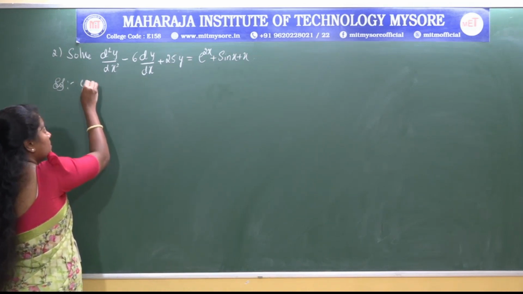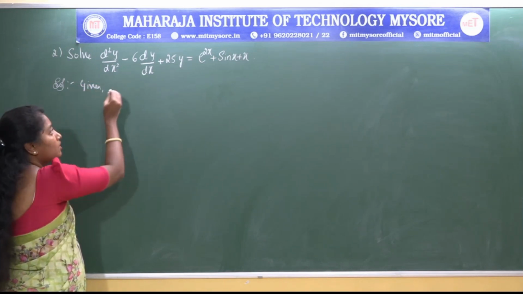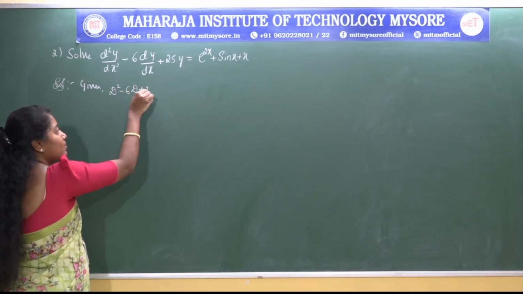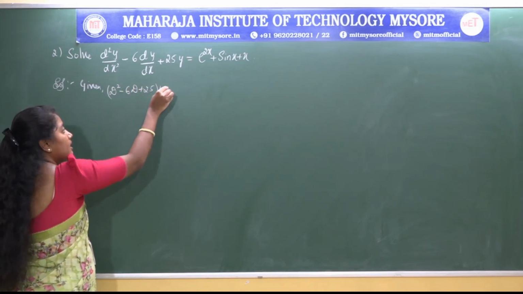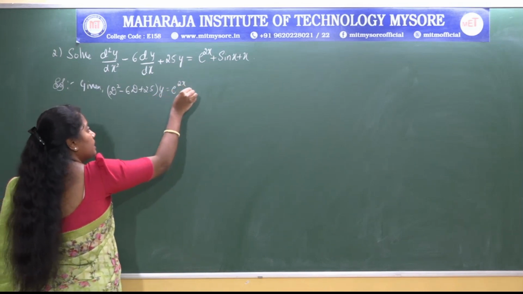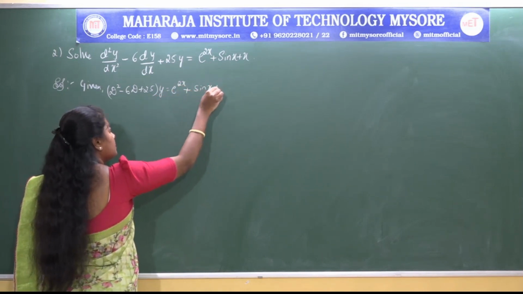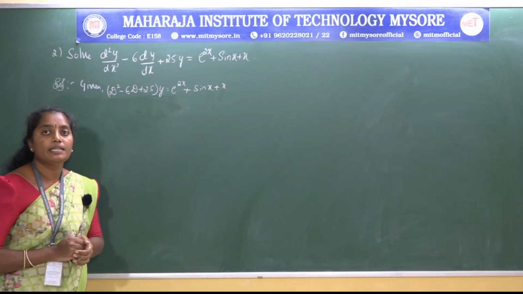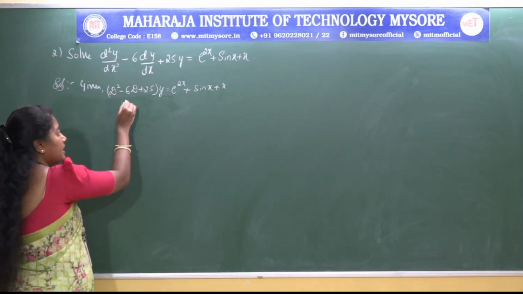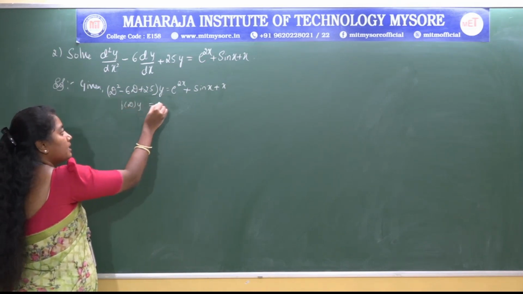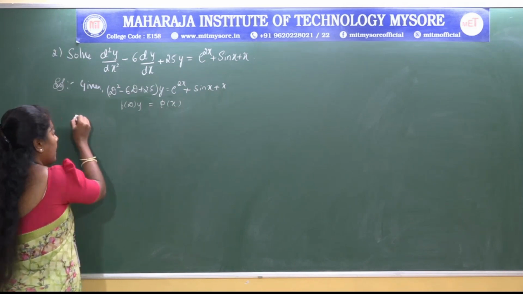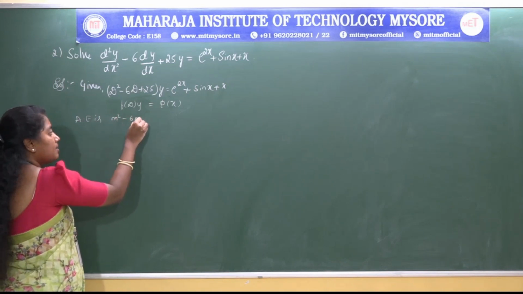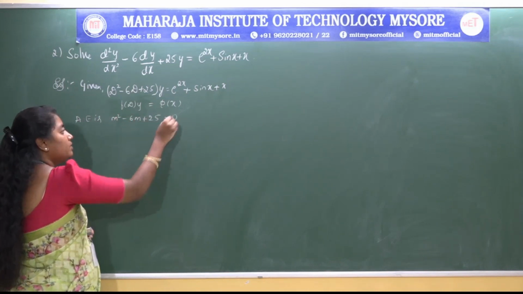The given equation can be written in the form of a differential operator equation, that is D square minus 6D plus 25 of y equal to e power of 2x plus sin x plus x. Now the phi of x function is e power of 2x plus sin x plus x. So this equation can be written as f of D of y is equal to phi of x, and the auxiliary equation is m square minus 6m plus 25 is equal to 0.